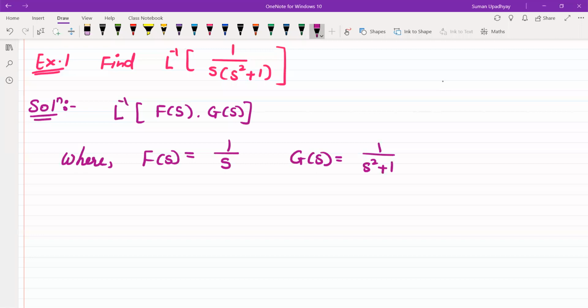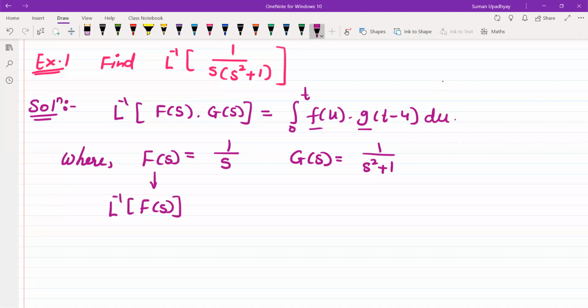All right. So you took f of s as 1 upon s and g of s as 1 upon s square plus 1. Very good. It was very clear from the question what we have to take as f of s and g of s. Now, to apply the convolution theorem, Laplace inverse of f of s into g of s is, by the convolution theorem, the integral from 0 to t of f of u into g of t minus u. So I need a small f and small g, and for that I need to calculate the inverse.